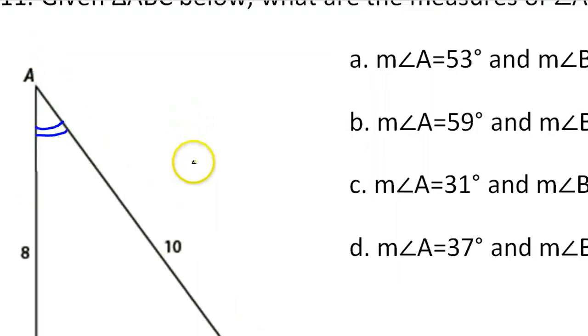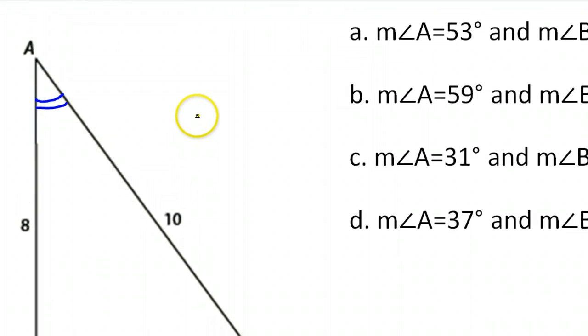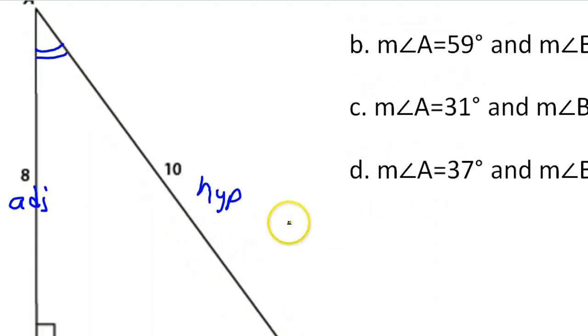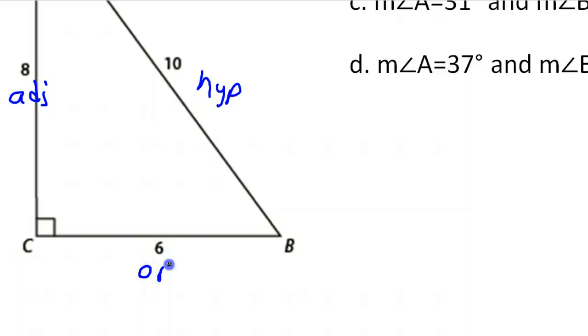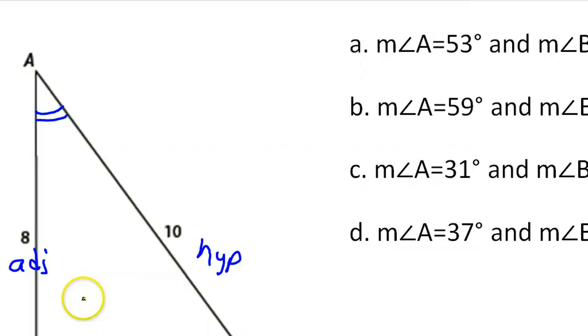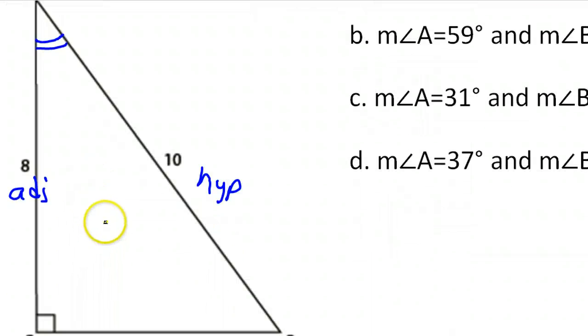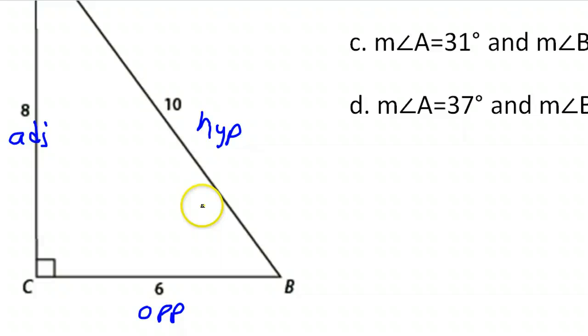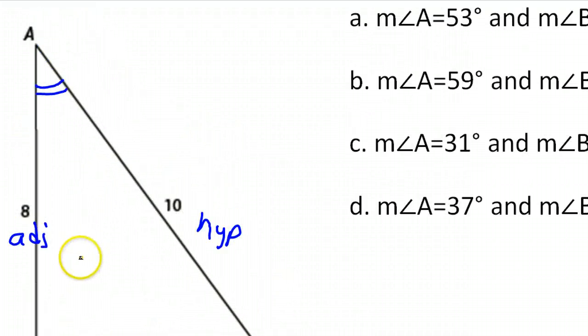Now, from the perspective of angle A, 8 is adjacent. Of course, the 10 is always the hypotenuse, no matter which angle you look at. And then the 6 down here is opposite. Now, I was just complaining that the cosine function has not been used yet. The reality is, since they gave us all three sides, we can use whichever trig function we want. So guess what I'm going to do? I'm going to use the cosine function, because I can use any one I want.